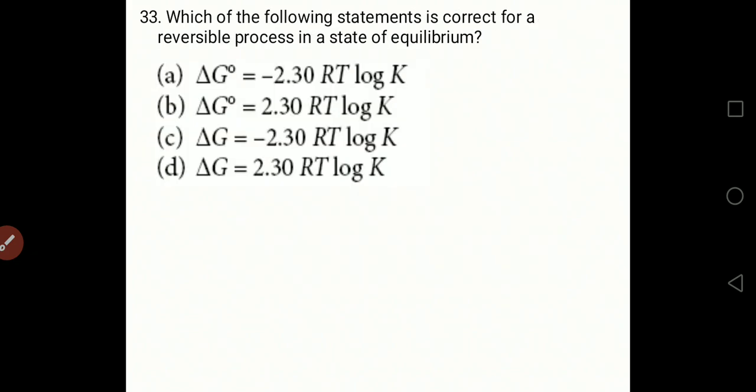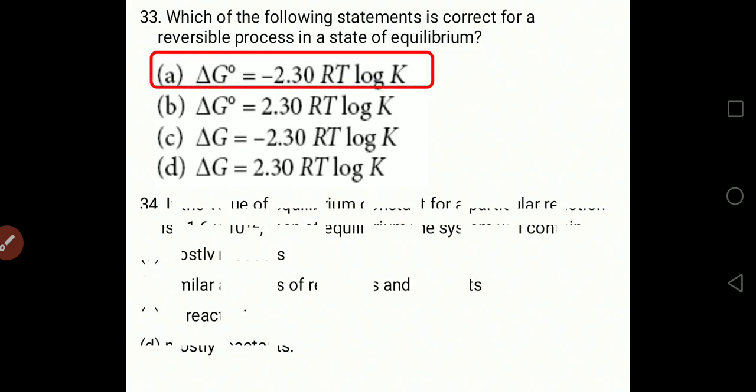Which of the following statements is correct for a reversible process in a state of equilibrium? See, reversible process means delta G is equal to 0. So delta G naught is equal to minus 2.303 RT log K. So answer is A.